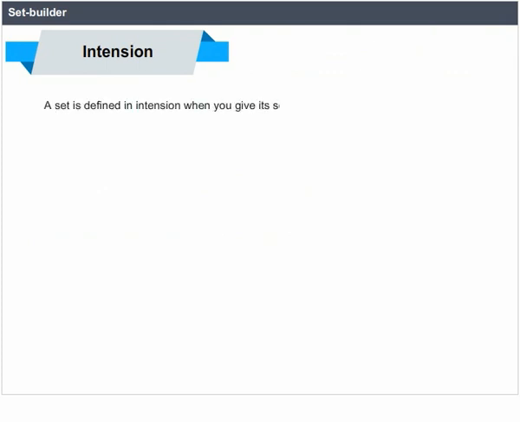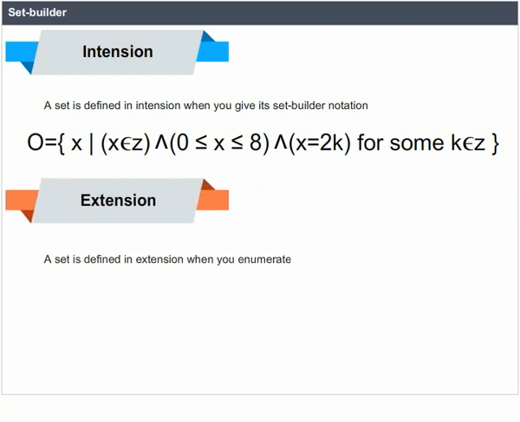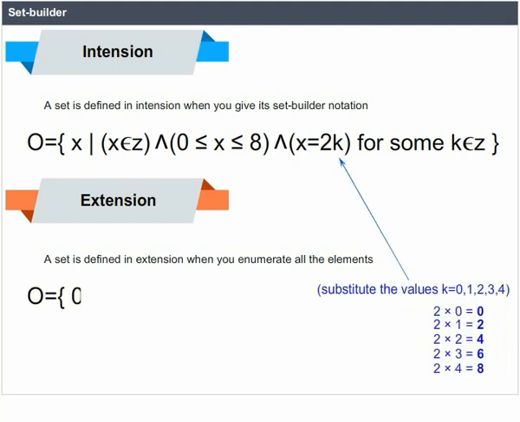Intension. A set is defined in intension when you give its set builder notation. O equals {x such that x belongs to Z and 0 less than or equal to x less than or equal to 8 and x equals 2k for some k belongs to Z}. Extension. A set is defined in extension when you enumerate all the elements. O equals {0, 2, 4, 6, 8}. Substitute the values k equals 0, 1, 2, 3, 4. We get the values 0, 2, 4, 6, 8.